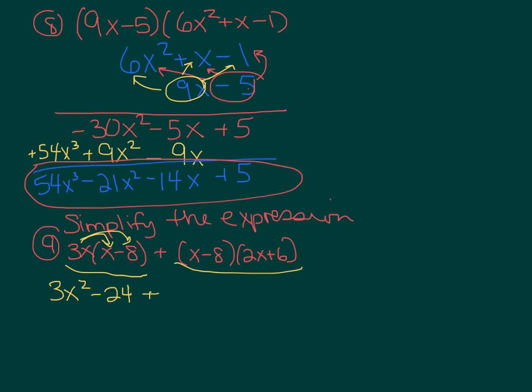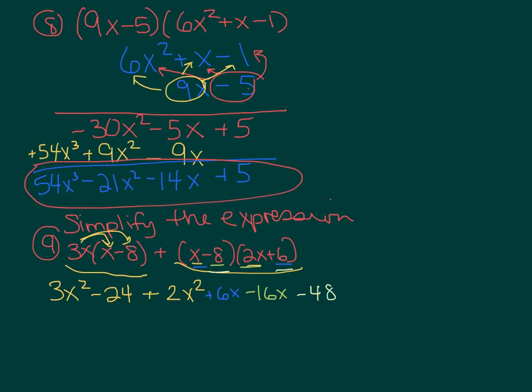The stuff on the right-hand side is actually a really good example of using the FOIL method. So I'm going to start with x times 2x. That gives me 2x squared. Then I do x times 6. That gives me plus 6x. Then I'm going to do negative 8 times 2x. That gives me minus 16x. Finally, my last thing is going to be negative 8 times 6. That gives me minus 48.